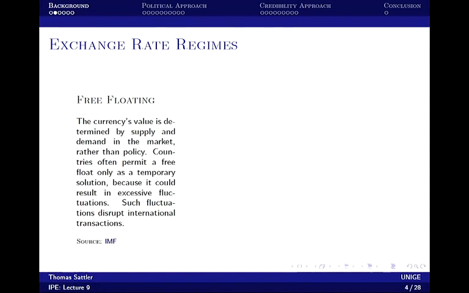So let me just quickly classify the different types of regimes that we can have. The first one is a free floating regime, as it's called, or a flexible exchange rate regime. In this flexible exchange rate regime, the value of a currency is determined by supply and demand in the market. So if everybody wants to buy Swiss francs, and that's what happened in the last 10 years, then the value of the exchange rate obviously goes up. If nobody wants your currency, the value of this currency goes down.